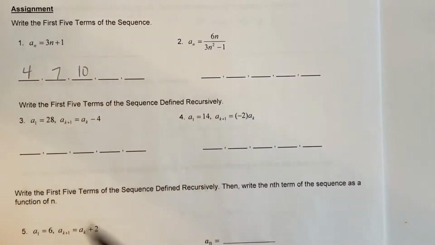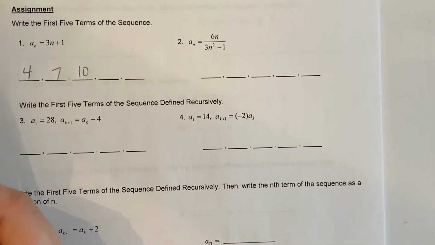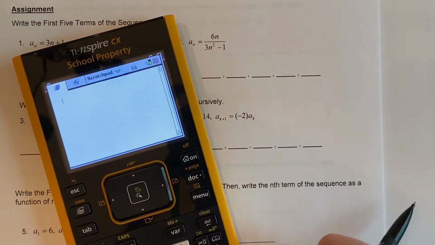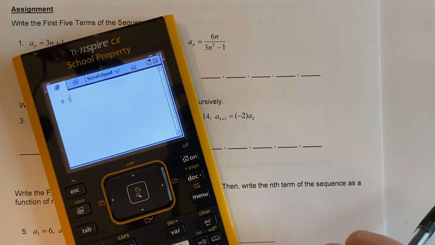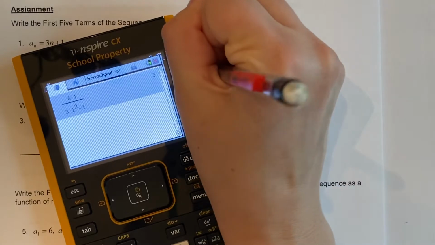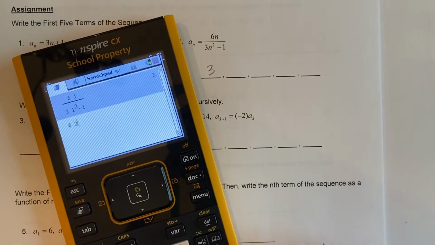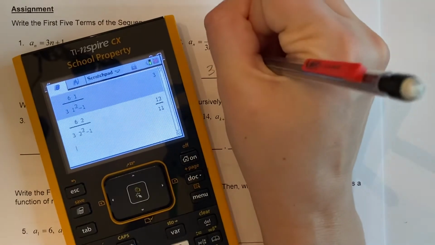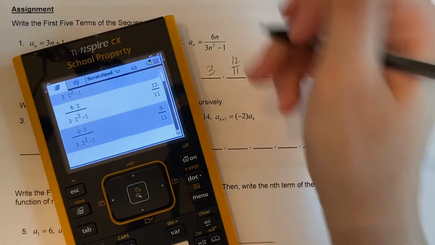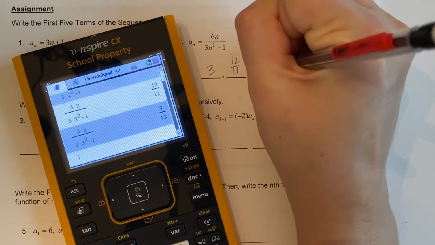We'll do the same thing for number 2, but this time I'm gonna use that calculator. So I'm going to type in, if I'm going to do 1, that's 6 times 1 on the top, 3 times 1 squared minus 1, so that's a 3. Now we'll plug in a 2, so 6 times 2 on top, 3 times 2 squared minus 1, that's 12 over 11. Let's do the third spot. 3 times 3 squared minus 1, that's 9 over 13. And y'all do the other 2.